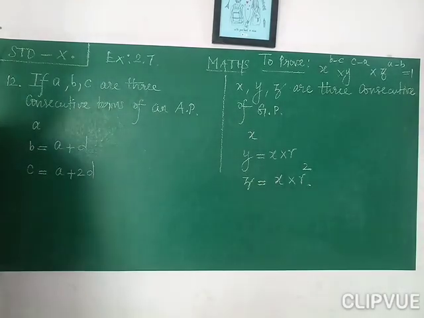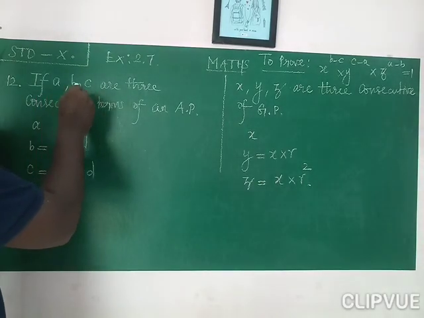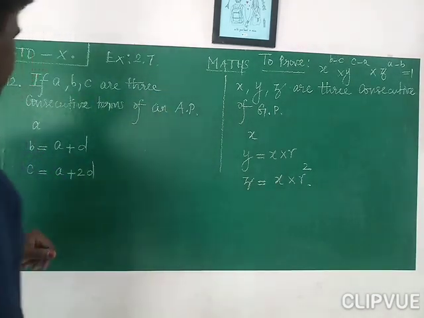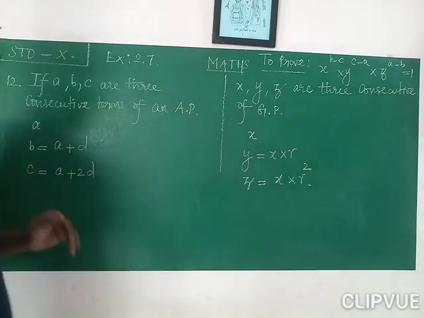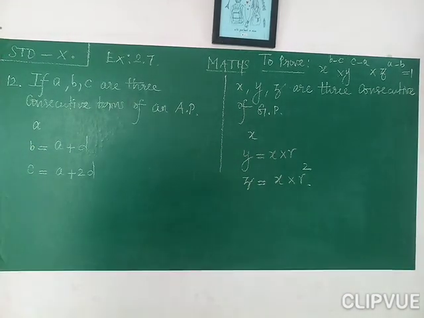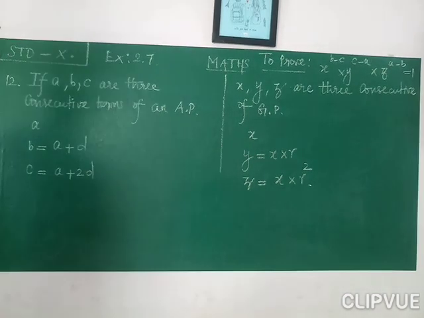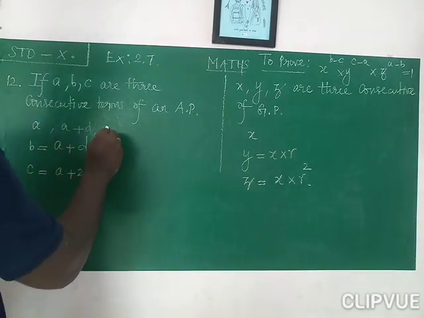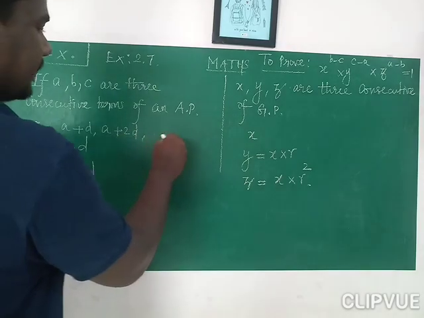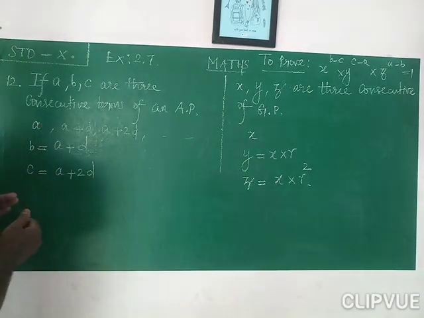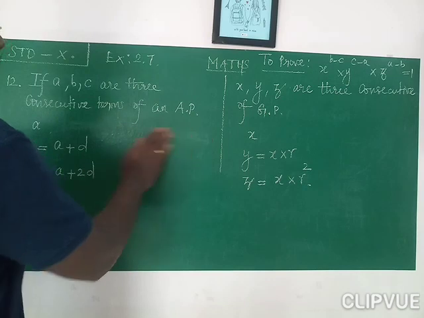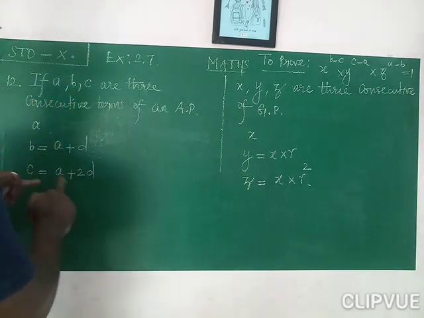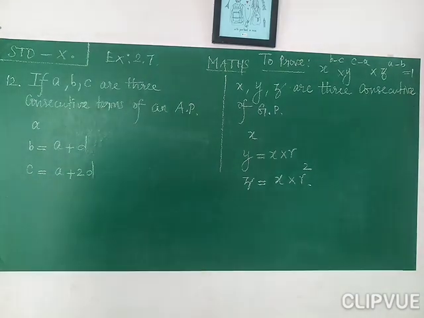Question number 12. If A, B, C are the three consecutive terms of an AP, so three consecutive terms means you know the general form of arithmetic progression: A, A plus D, A plus 2D, A plus 3D, and so on. So here A is the first term as it is, the second term will be A plus D, the third term will be A plus 2D. You can take it like this.